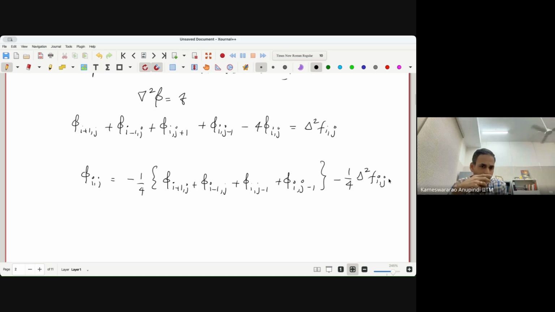So that's the, is it correct? Phi ij, 4 phi ij. Oh, it's going to be plus, right? This is going to be plus. This is going to be minus. Okay. So this is what I got.